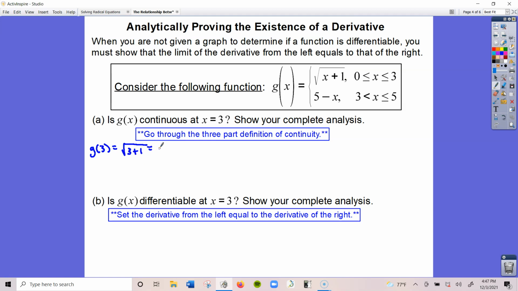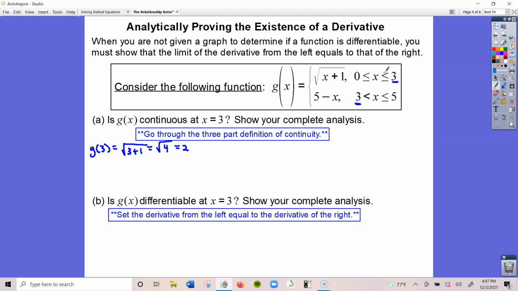The square root of 3 plus 1 is the square root of 4, which is 2. So that's my function value. Now I need to determine the limit value. Remember that the limit from the left must equal the limit from the right in order for the general limit to exist. Here, this is the number we're looking at, the 3.